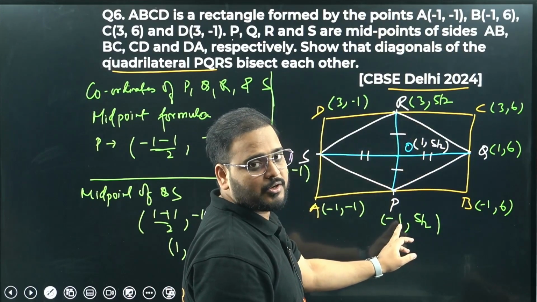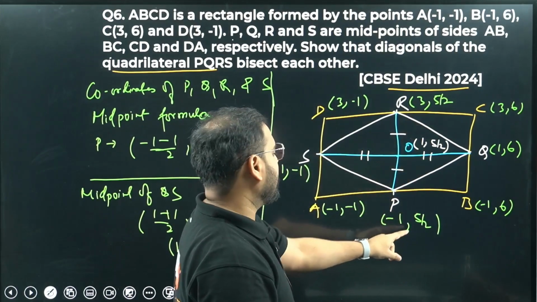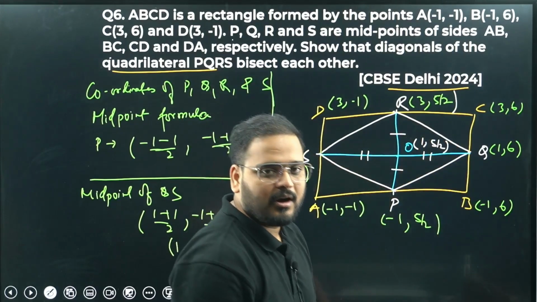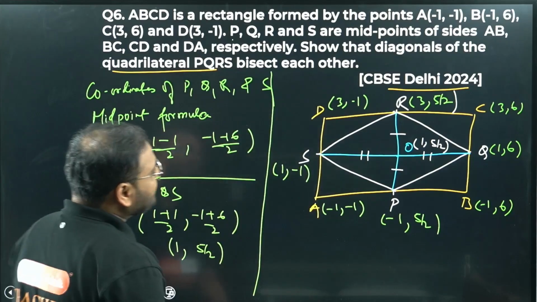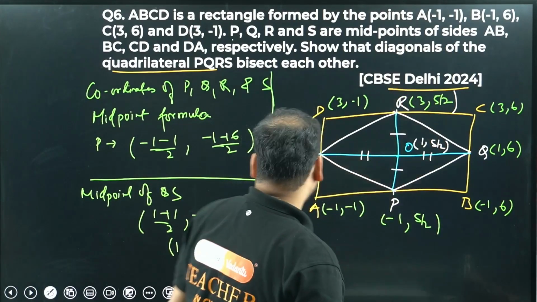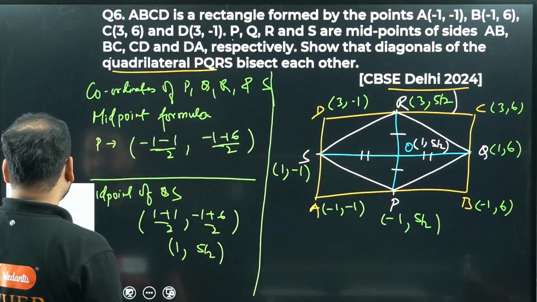3 minus 1 is 2. 2 by 2 is 1. And 5 by 2 plus 5 by 2 is 10 by 2 divided by 2, again 5 by 2 only. Right? Now it's a straight line. Check here. The y coordinate is the same. Straight line, x equals 3. But I'll solve it anyway for you.